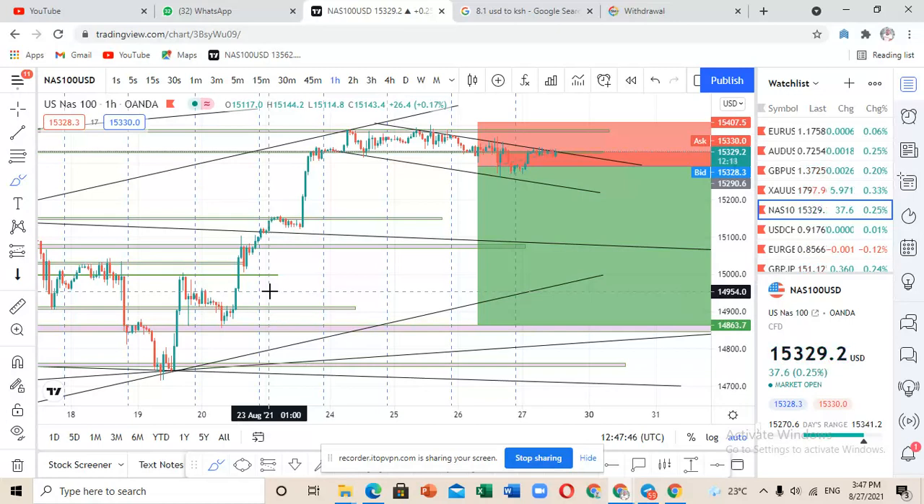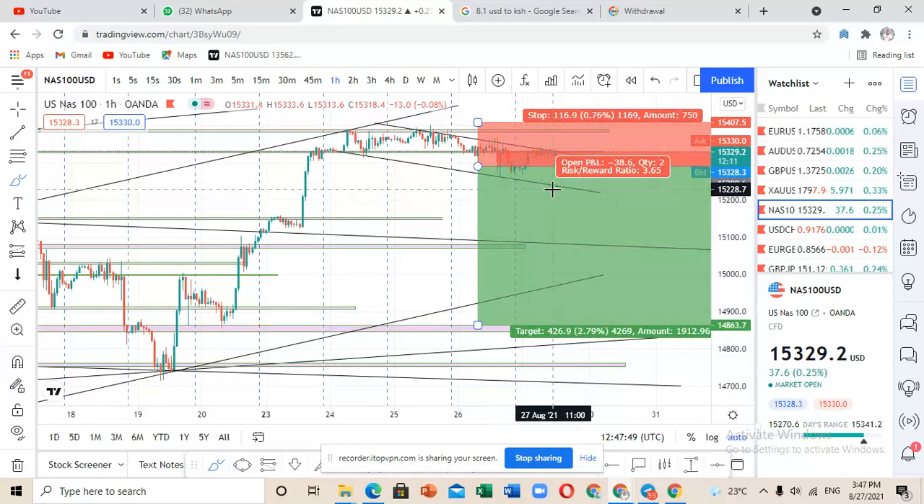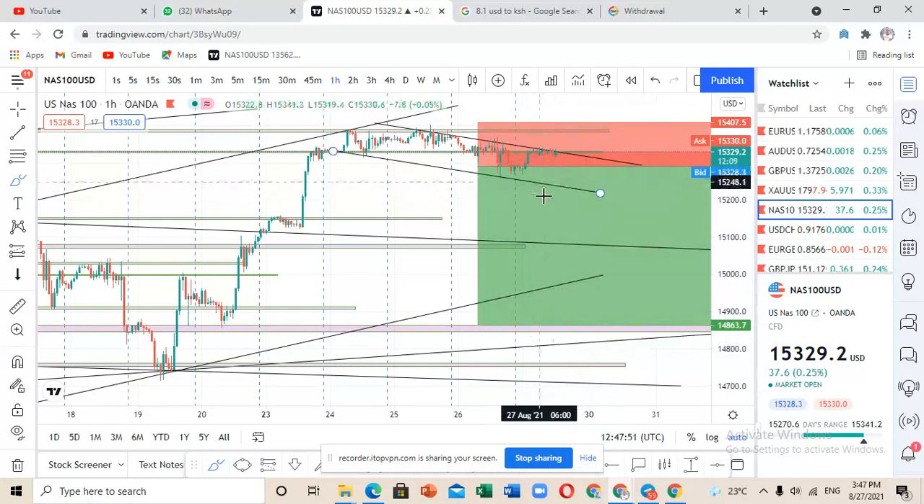For the whole of next week, if that breaks out, I mean that breakout will not happen today. So for next week, we are going to have more sells when it comes to the NAS 100. So that is all that I had for today.